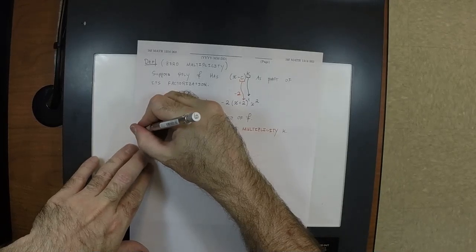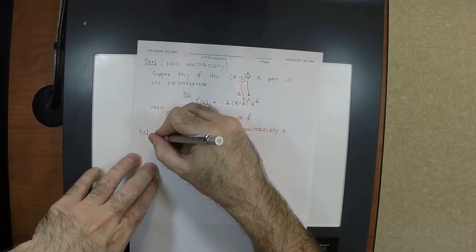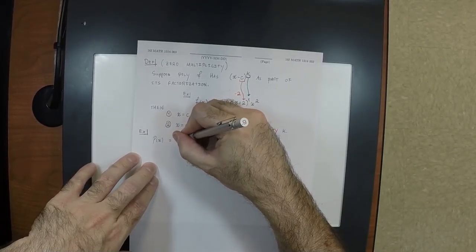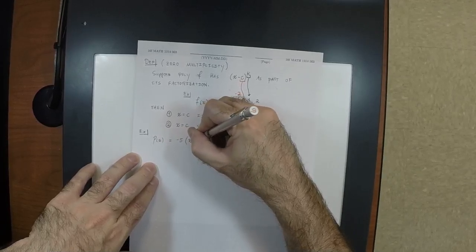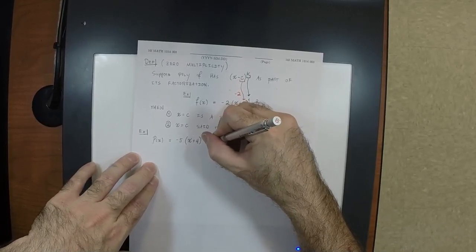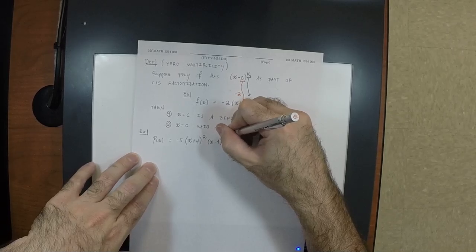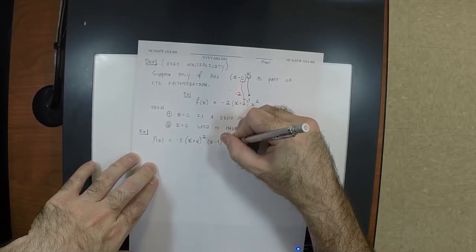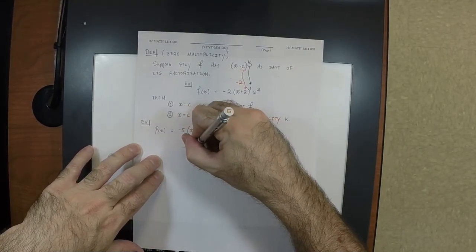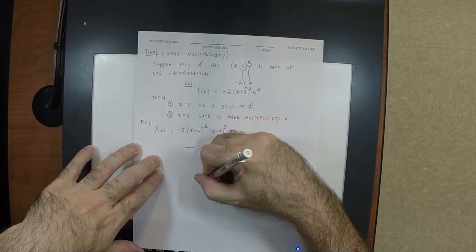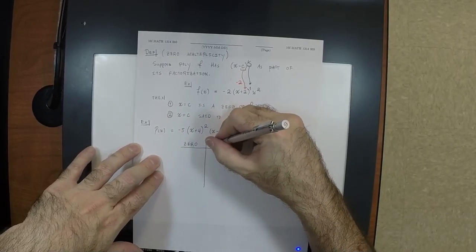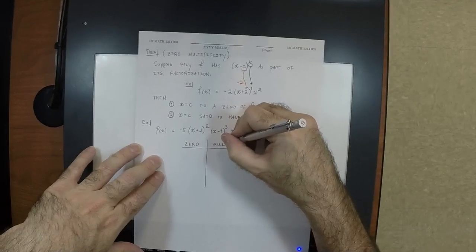So for example, I could give you P of x is negative 5 multiplied by (x plus 4) squared multiplied by (x minus 1) cubed multiplied by x. What I want you to do is make a table for me that lists out all the zeros with their multiplicity.